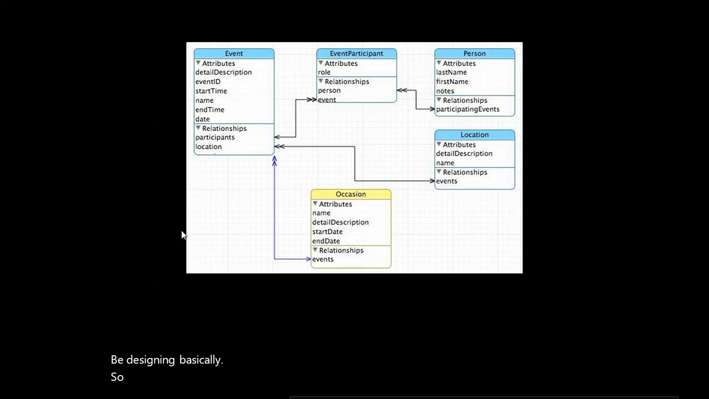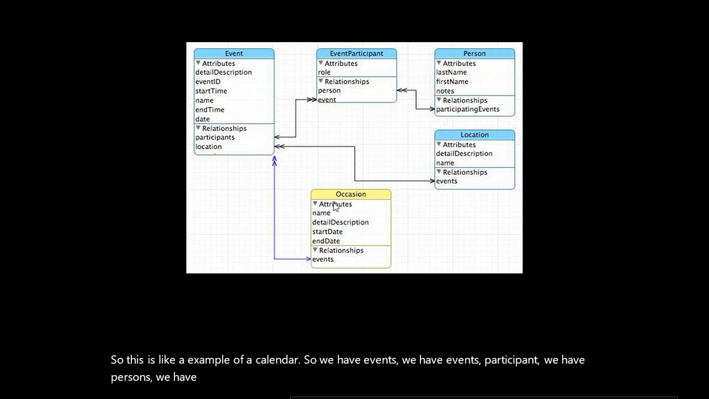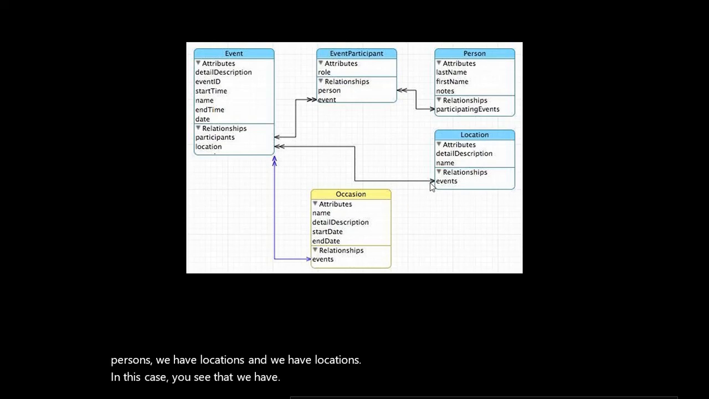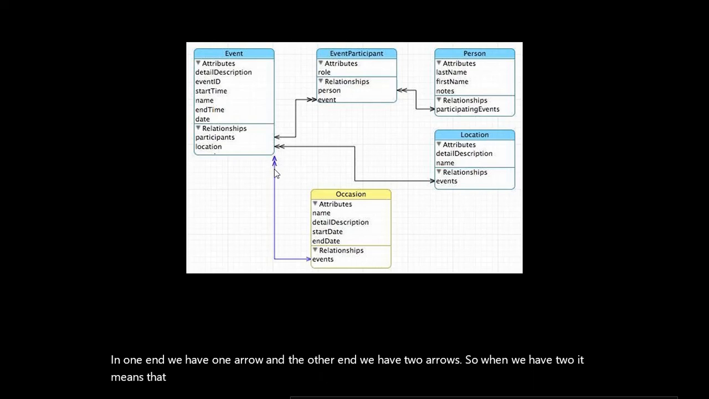So this is an example of a calendar. We have events, we have participants, we have persons, we have locations, and we have occasions. In this case, you see that we connected the tables with arrows. On one end we have one arrow, and on the other end we have two arrows. When we have two, it means that we have many relationships. When we have one, it means that we have one relationship.